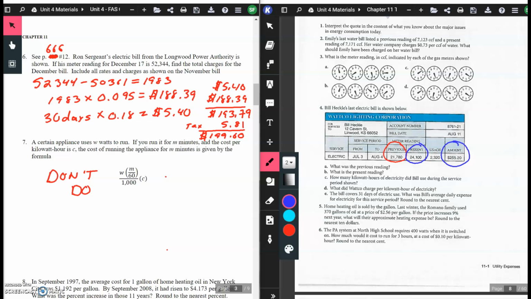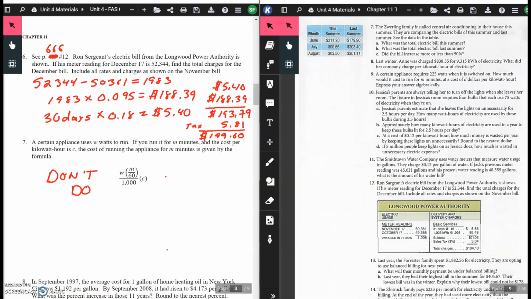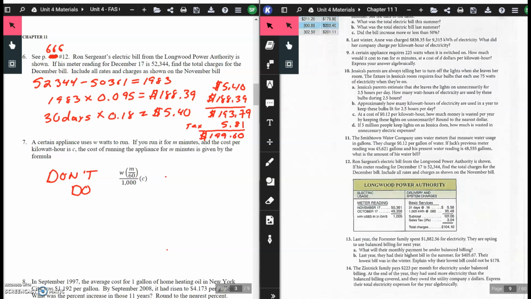Number 6 refers to page 666, so fix that for me, please. And it's referring to the table over here that's kind of yellowish at the bottom. It says Ron Sargent's electric bill from the Longwood Power Authority is shown. If his meter reading for December 17th is 52,344, find the total charges for the December bill. Include all rates and charges as shown on the November bill.